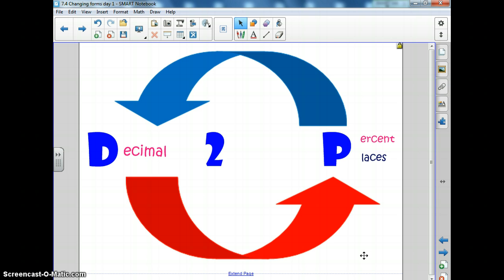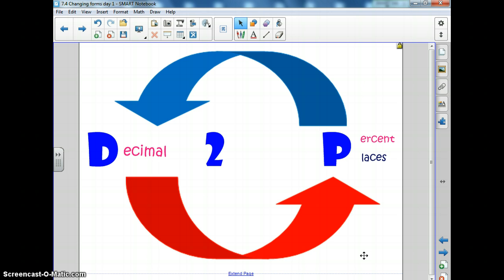If I read it from left to right, I would go decimal to percent. So in that case, I'm going to move my decimal 2 places to the right. All right, if I want to go from percent over here to decimal, I move my decimal place 2 places to the left. So this is like a nice little thing.